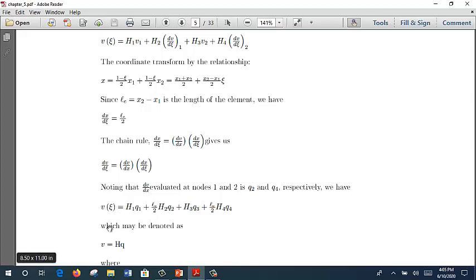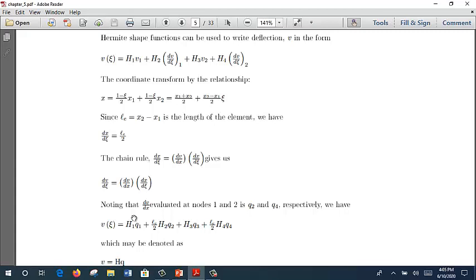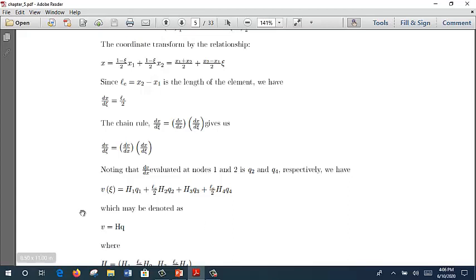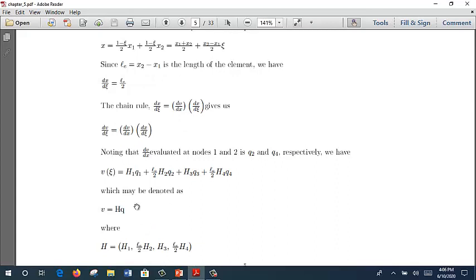And then you need to remember, you need to understand how you want to implement the formula for the deflection, which is equal to h1 q1 plus le over 2 h2 q2 plus h3 q3 plus le over 2 h4 q4, which may be noted as the short form of these equations, right? So h times q with respect to all the degrees of freedom of the nodes. Okay.